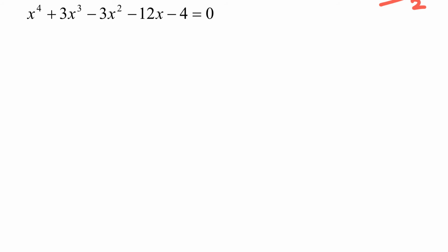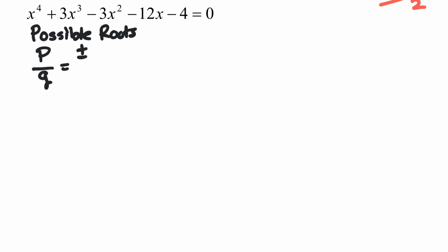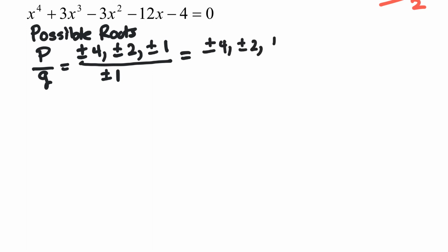For us to find the roots for this polynomial, we have to first determine the possible roots. So this is p over q. p is the factors of the constant, so plus or minus 4, plus or minus 2, plus or minus 1. And then our leading coefficient is 1, so it's plus or minus 1. So the possible roots are plus or minus 4, plus or minus 2, plus or minus 1, and that's it.